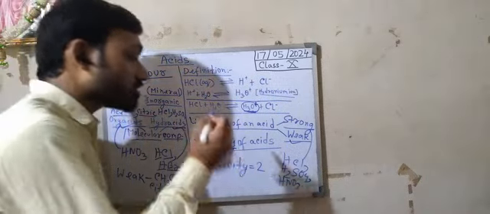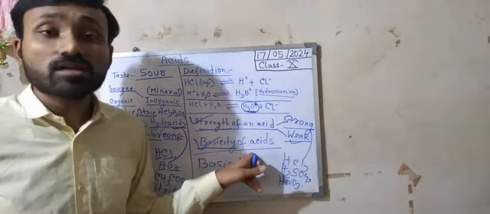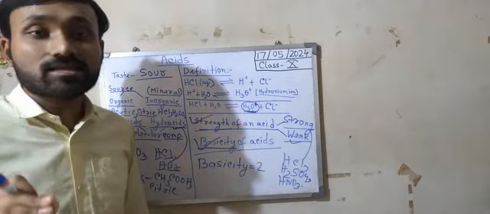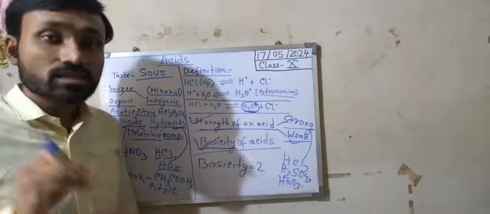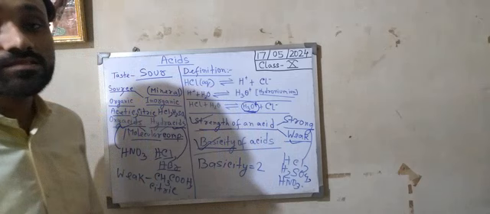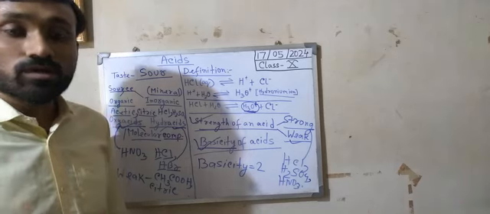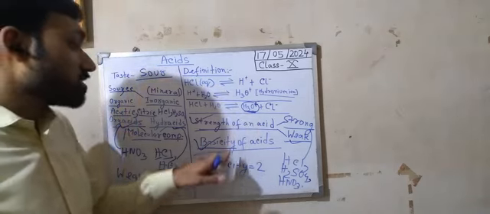So what is the definition of basicity of an acid? It means the number of hydrogen ions which can be produced per molecule of an acid in aqueous solution, or it can also be defined in this way: the number of hydroxyl ions with which a molecule of an acid combines is also called basicity of an acid.